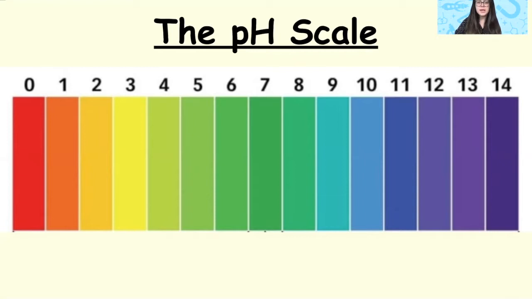Now, these colours are made using something called a universal indicator. The universal indicator will change different colours when put into different solutions based on whether they are strongly acidic, strongly alkali, weakly acidic, weakly alkali, or neutral, meaning that they are neither acidic nor alkali.